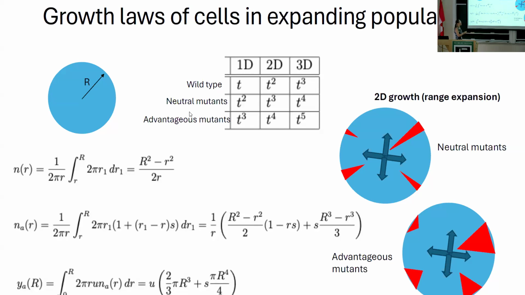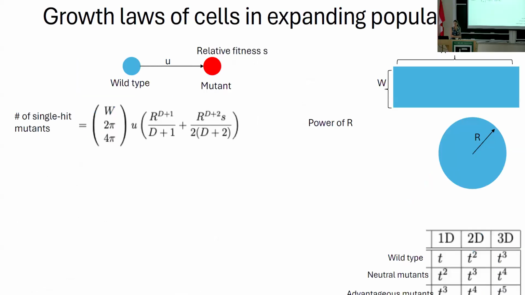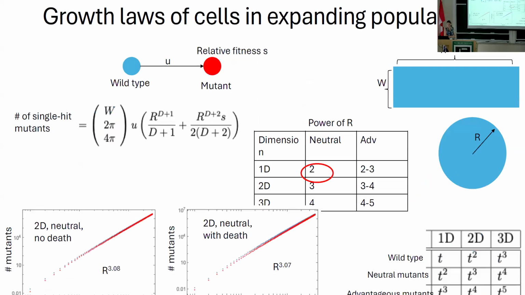Now let's look at the law of the growth of neutral mutants. For 2D, they grow as t cubed. And for 3D, they go as t to the fourth. You see, the power of time is added by 1. They grow faster, even though they're neutral. And advantageous mutants grow even faster. It's a very logical thing, so I don't want to dwell on details.